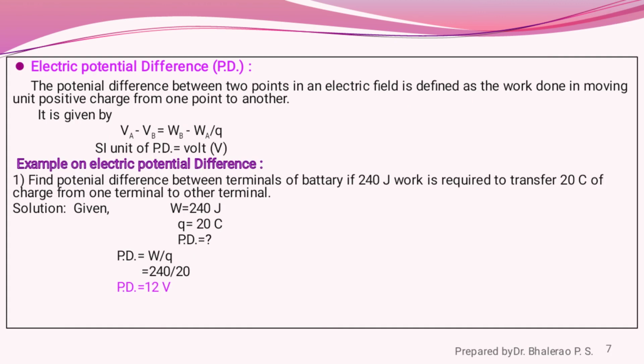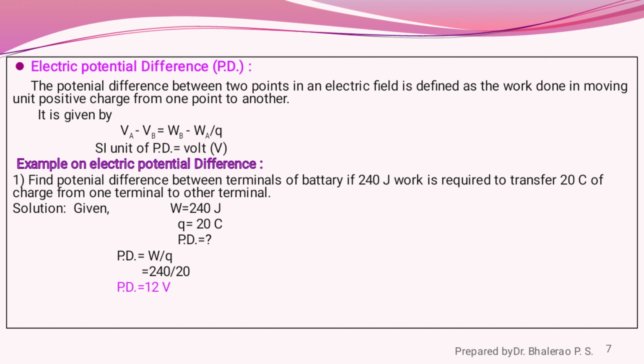Now the electric potential difference between 2 points in an electric field is defined as the work done in moving unit positive charge from one point to another. It is given by VA minus VB is equal to WB minus WA upon Q. The SI unit of potential difference is volt.